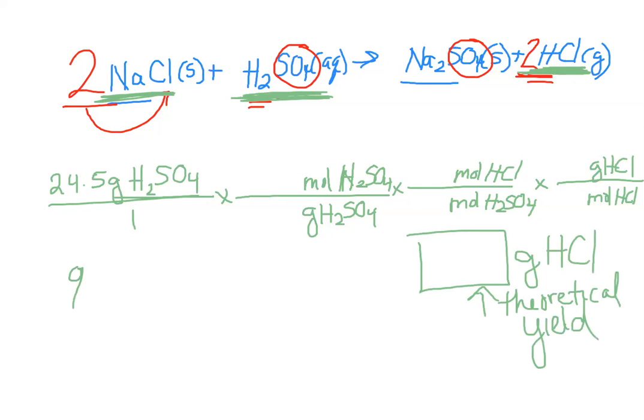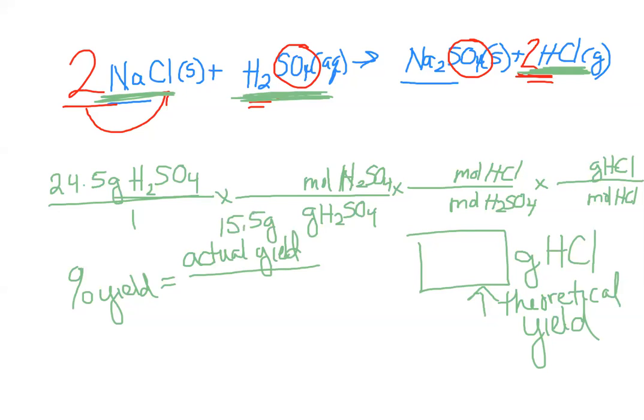And then you can find your percent yield by taking your actual yield, which they gave you in the problem. What is the actual yield? How much hydrochloric acid really was produced? 15.5 grams. You see that? And then you're going to put your theoretical down here, and you're going to multiply by 100, and that's going to give you your answer. Okay, that's all you have to do. You've got to finish that homework problem for these notes.